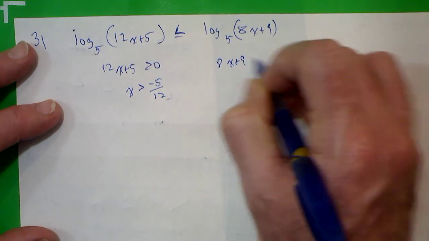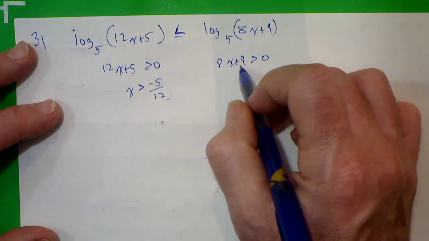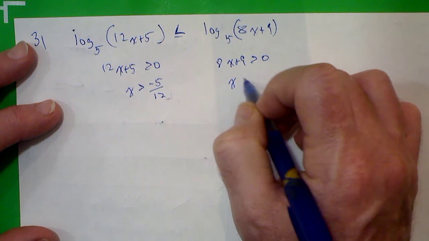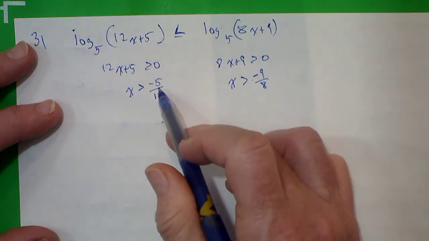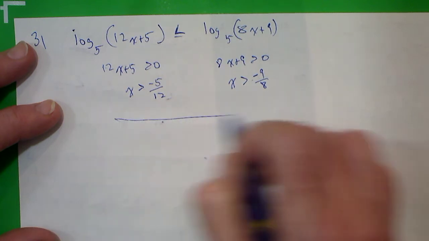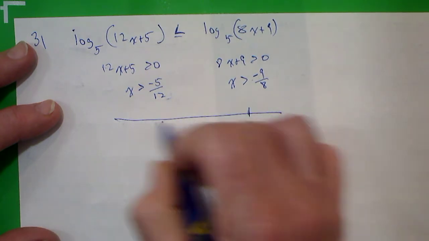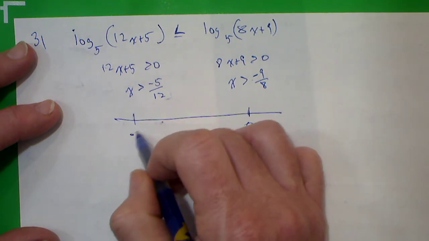8x plus 9 has to be greater than 0. Subtract 9, divided by 8. X has to be greater than negative 9/8. All right, negative 5/12, negative 9/8. Where are they? Here's 0. Here's negative 1.